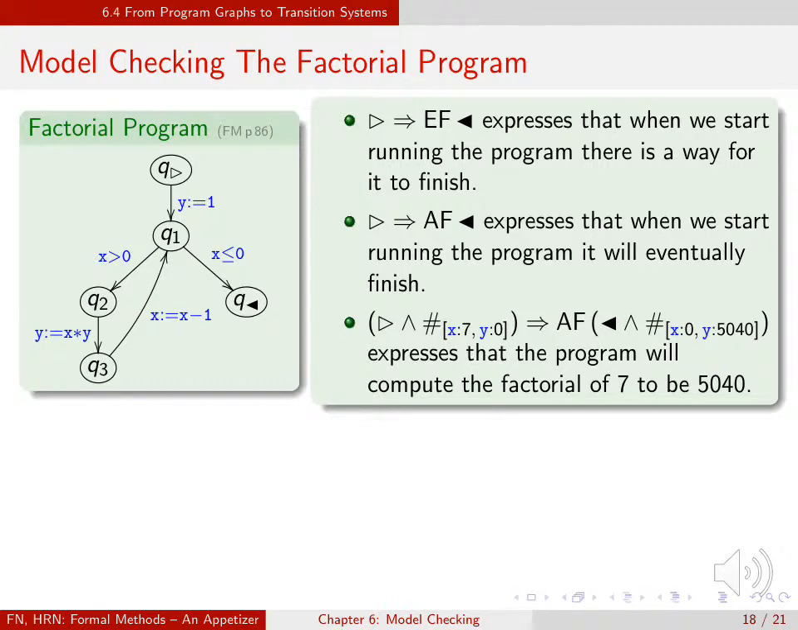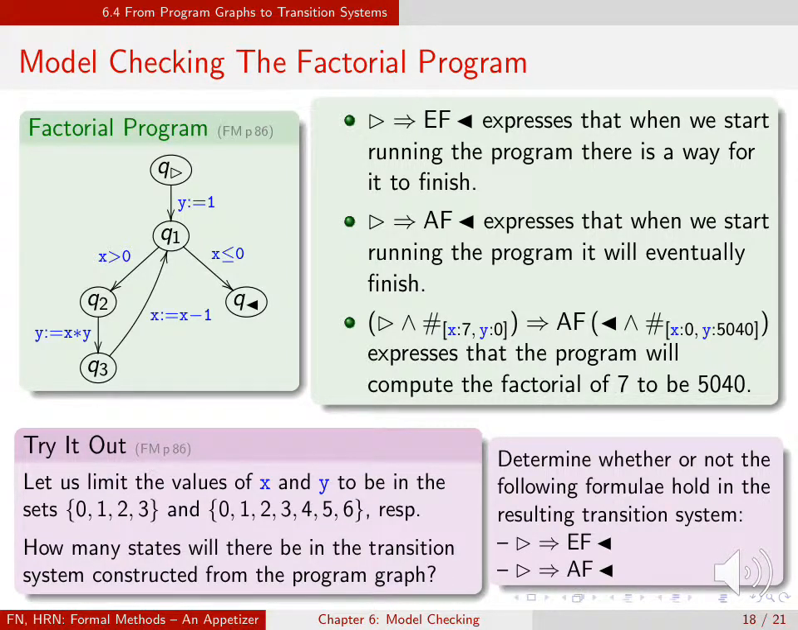And in fact, for a deterministic program, the answer to the second and the first question would be the same. The third formula says, whenever you are at the initial node and x is 7 and y is 0, regardless of how you run around in the program, you will end up at some point at the final node with x being 0 and y being 5040. This is what says that the program correctly computes the factorial of 7 to be 5040.